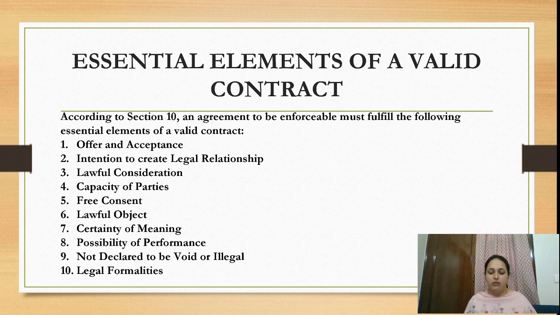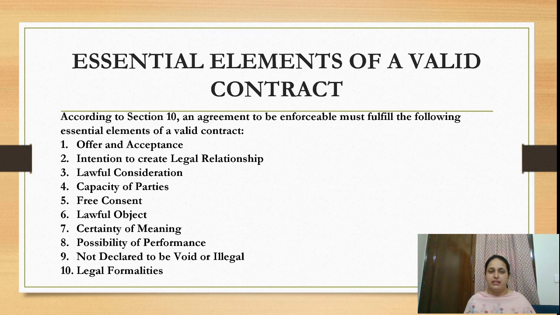Then 10th essential is legal formalities. Oral contracts can be said to be valid contracts, but there are certain conditions where writing registration is required while making the contracts. For example, in case of sale, mortgage, lease, and gift of immovable property, negotiable instruments, there is a condition of registration, writing, etc. So, if certain legal formalities are required to be fulfilled, then that must be fulfilled. If that is missing, then again it is said to be invalid contracts.